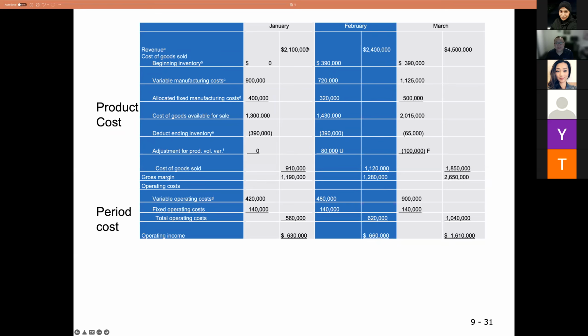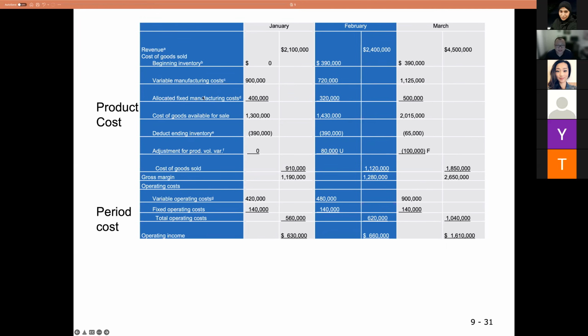So here, the revenue numbers will be the same, 2.1, 2.4, 4.5. This is calculated exactly the same as under variable costing. Variable manufacturing cost is exactly the same as the variable cost. These numbers are exactly the same: 900, 720, 1.125.